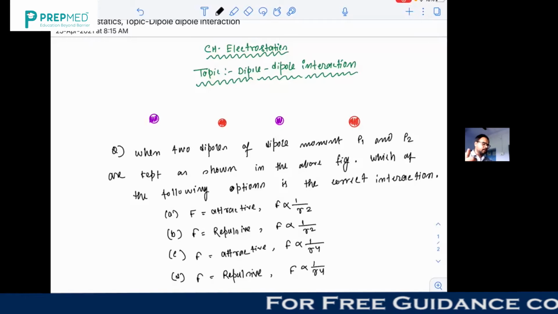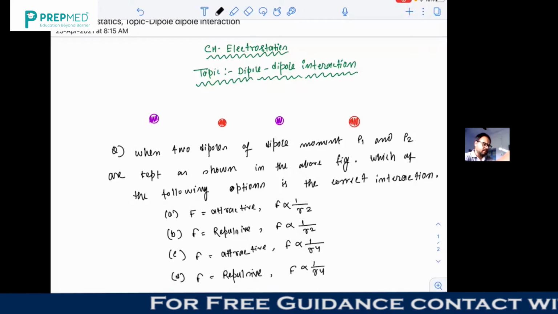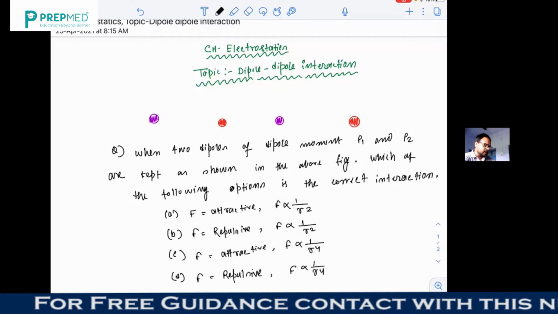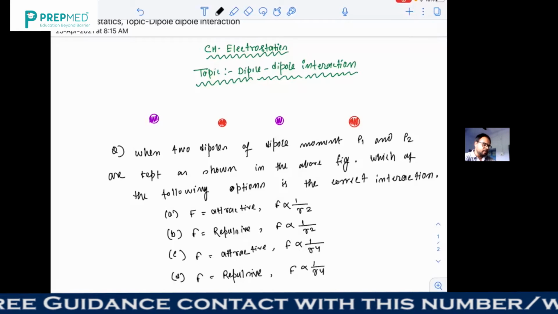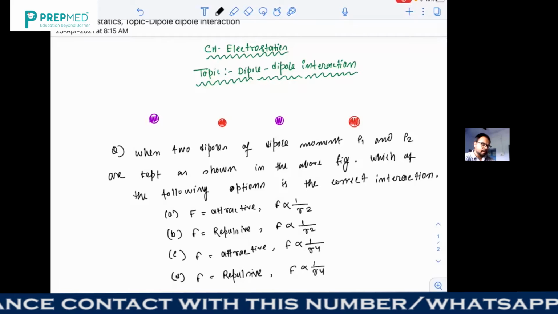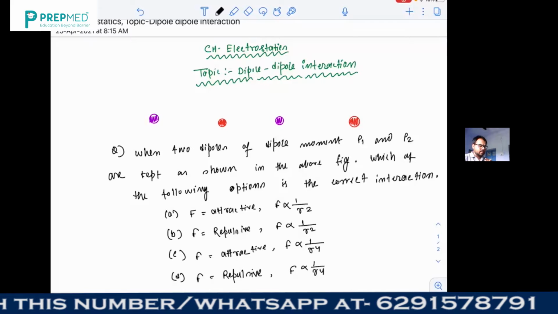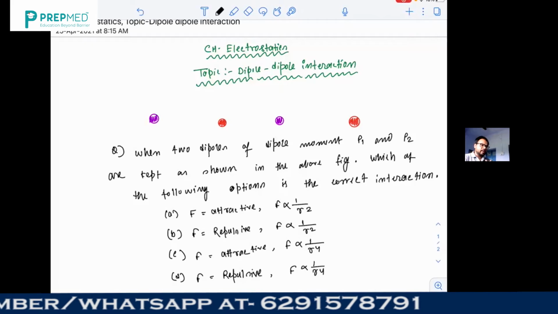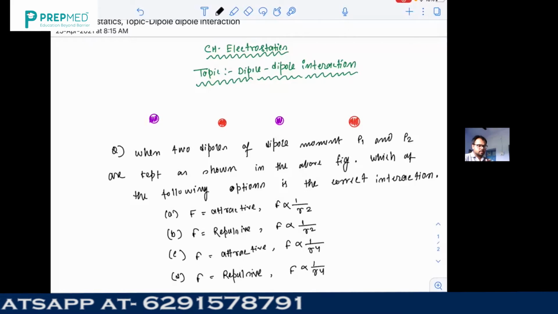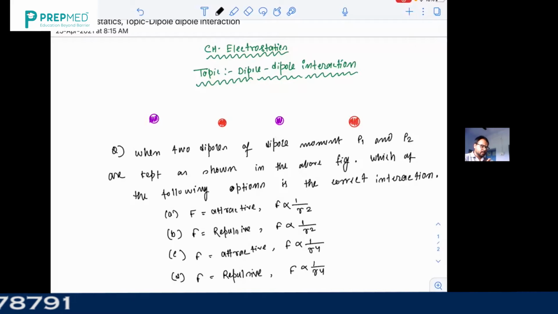Basically, today we are going to discuss a special topic. Why am I calling it special? Basically, this topic, the dipole-dipole interaction in the chapter electrostatics, is not taught in school to that extent, but it is quite important from a competitive point of view, and not only in the NEET exam, but also in JEE Mains and JEE Advanced.